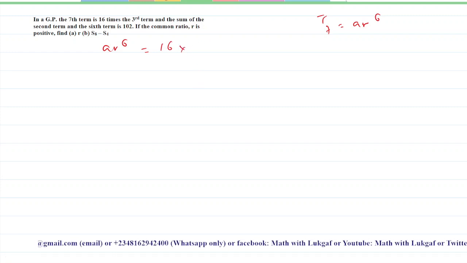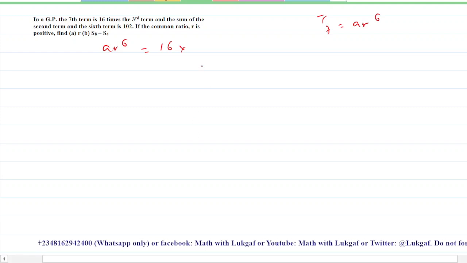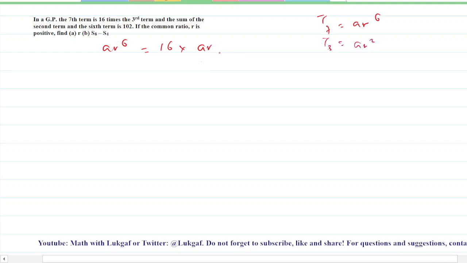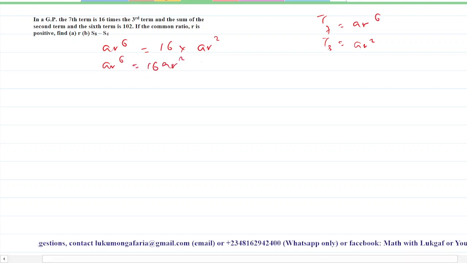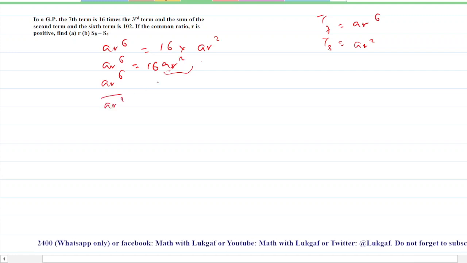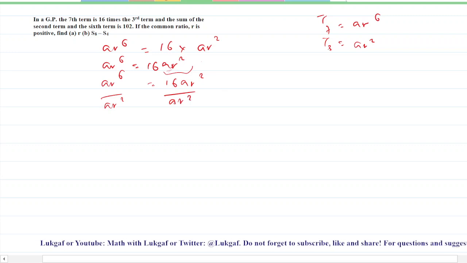So what is your third term? Your third term is AR. What are you going to put in the index? Since it is the third term, you subtract 1 from 3. That's AR squared. You can just pause a little bit since this gives you an equation you can solve. So then you have AR raised by 6 is equal to 16 AR squared. You understand now? So if you divide both sides by AR squared, then I'm going to have AR raised by 6 divided by AR squared is equal to 16 AR squared divided by AR squared.